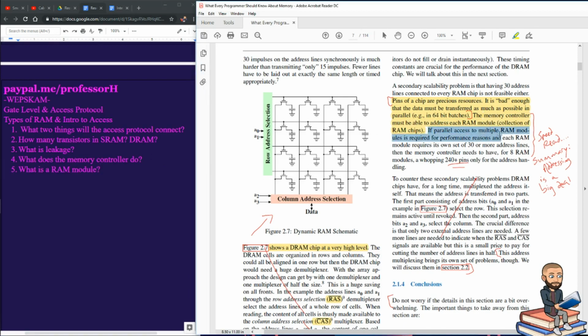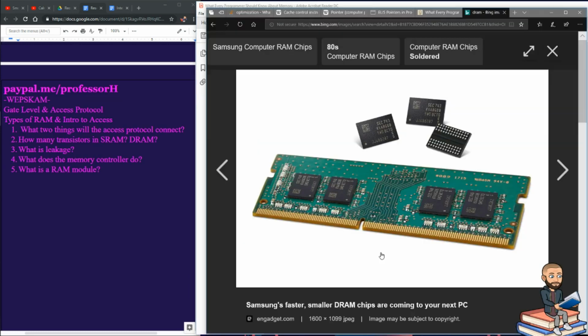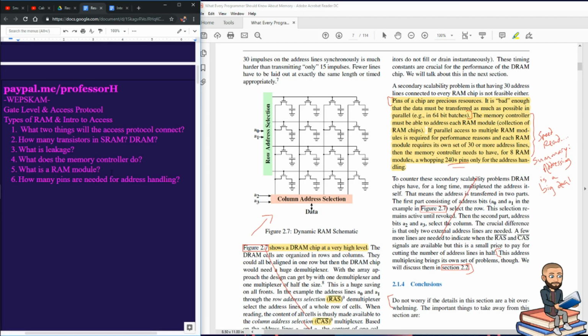If parallel access to multiple RAM modules is required for performance reasons, and each RAM module requires its own set of 30 or more address lines, then the memory controller needs to have, for 8 RAM modules, a whopping 240 pins, only for the address handling. So a picture's worth 1,000 words. Here's 240 pins for you to see. So I ask how many pins are needed for address handling, and this is the whole access section.